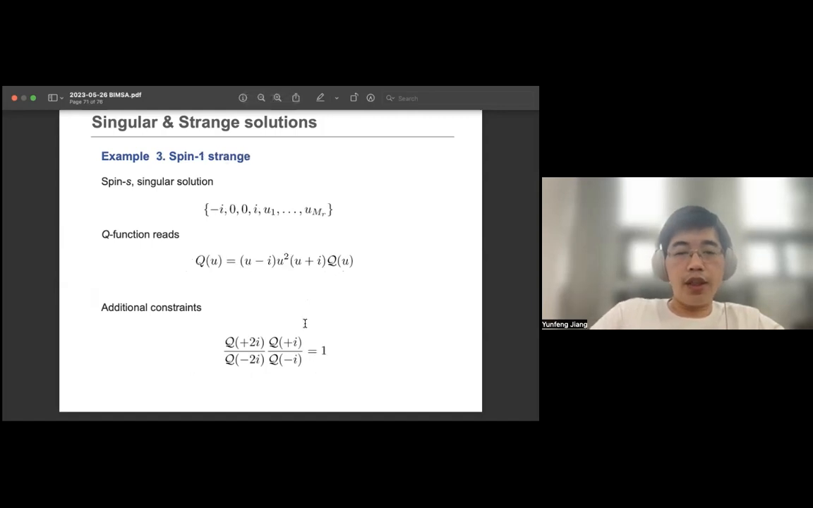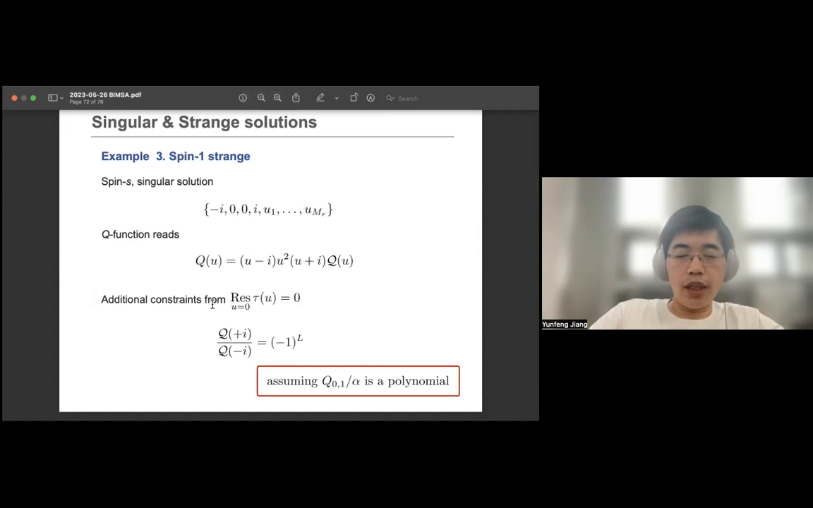And we can even consider some strange solutions, namely a repeated singular solution. In this case, we can take our function Q like this, and you can obtain the additional constraint from requiring B_S is regular at u equals 0. But since here we have repeated roots, there are also some other constraints from tau(u) being a polynomial. So there's another constraint. Remember, we need to assume that Q01 divided by alpha is also a polynomial.